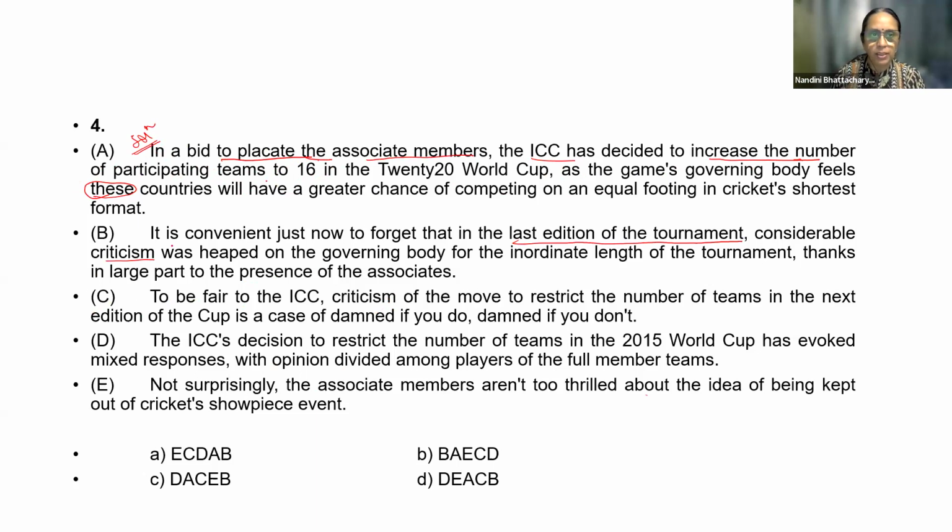So now if you look at B, it is convenient just now to forget that in the last edition of the tournament, considerable criticism was heaped on the governing body. Yeah, for the inordinate length of the tournament, thanks to a large part presence of associates. So this is talking, is it related to A? Doesn't seem to be directly related to it. It's talking about criticism. Okay, Shashwat, can you read the other three?